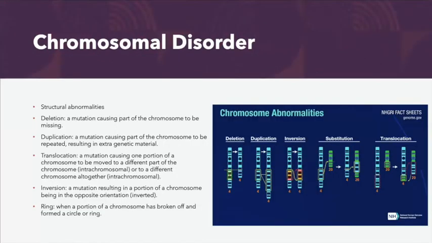Most chromosome abnormalities originate in the egg or sperm, but some happen during embryo development or are inherited from a parent. Chromosomal disorders have structural abnormalities. This is when large sections of DNA are missing from or are added to a chromosome. Structural abnormalities can take several forms. There's deletion, duplication, translocations, which has two subforms, reciprocal and Robertsonian. We also have inversion and ring.